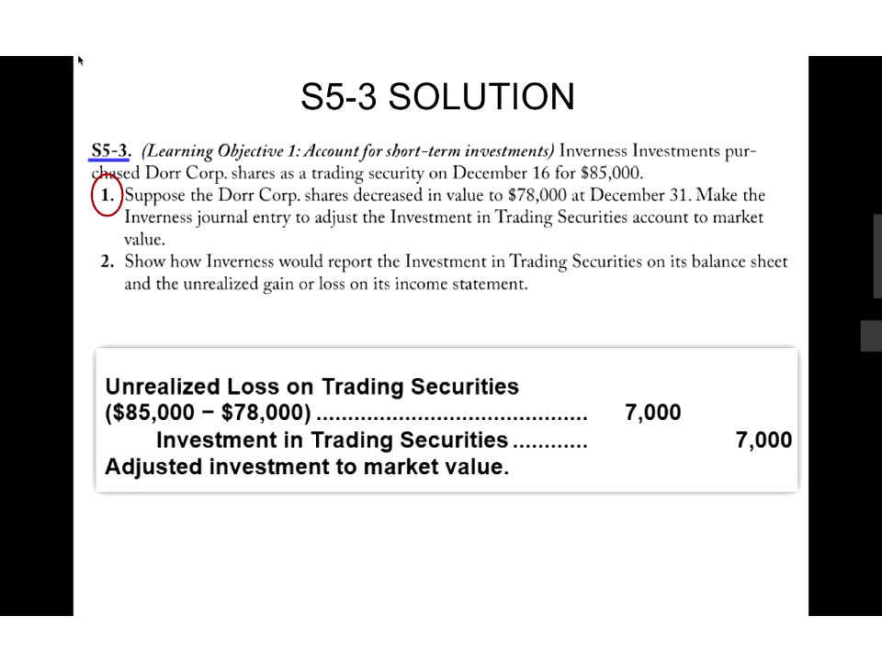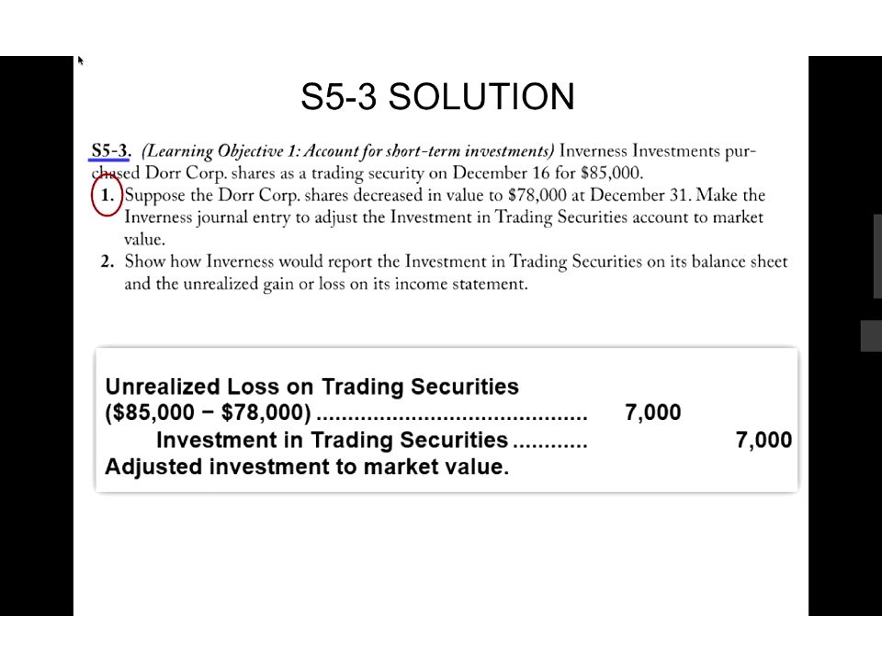If it were a gain, by the way, if this investment were worth more than what I paid for it, then what you're going to have is you're going to debit the investment to increase it and credit unrealized gain. So just know that you can have a gain or a loss. If you're still holding it, the word unrealized needs to be in it. Okay, so the first requirement is to do that journal entry.